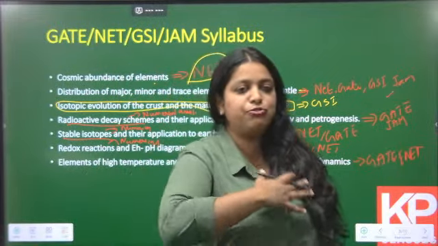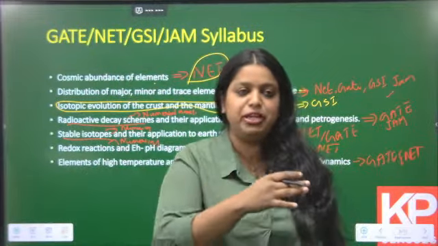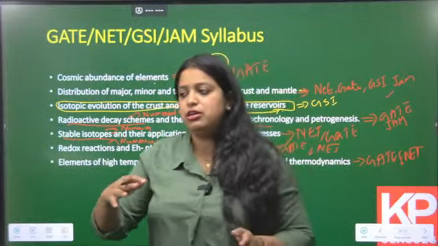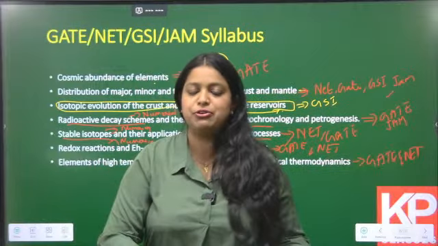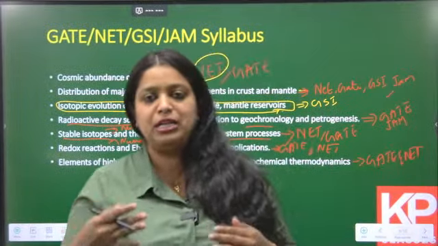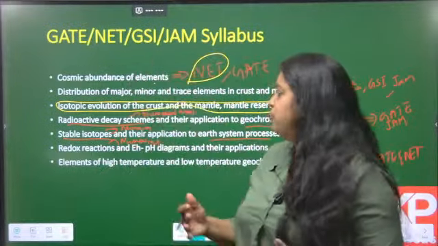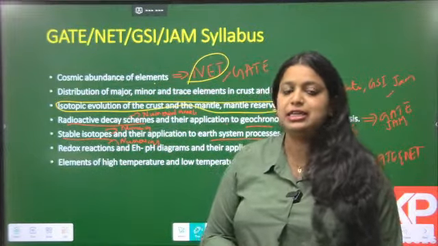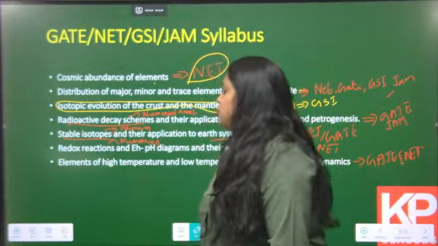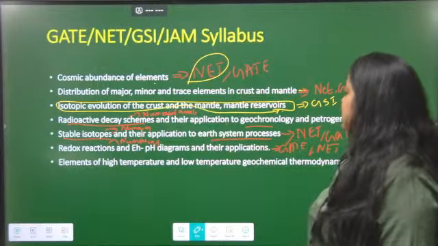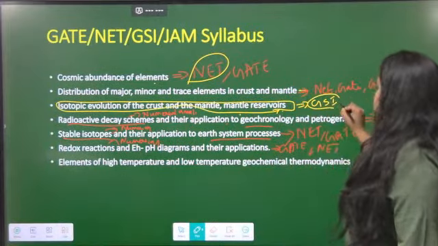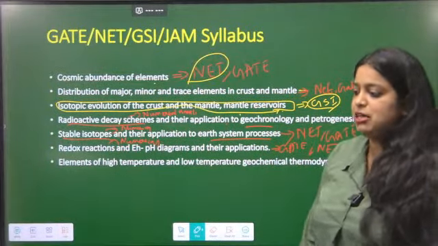Like how the evolution of earth has taken place based on the samarium neodymium radioactive decays, how the formation of crust, upper mantle, and lower mantle happened. All these things are very important and will be explained in detail in the third chapter, isotopic evolution of crust, mantle and the mantle reservoir, which is especially important for UPSC related examinations.